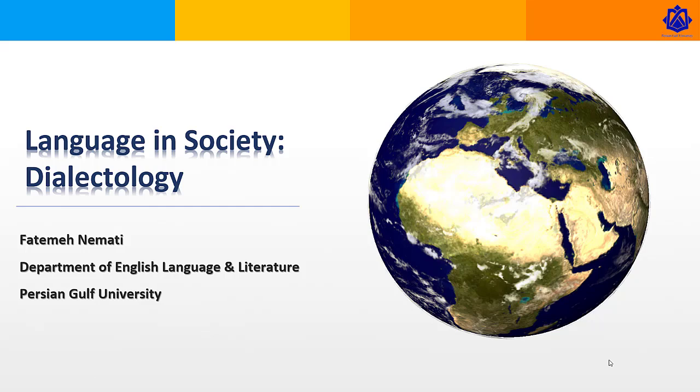We as human beings live in societies, and societies have features that affect the way we use language. For example, economy might influence the way we use language. And we as human beings have features that might influence the way we use language. We are males, females, and our gender would influence the way we use language.